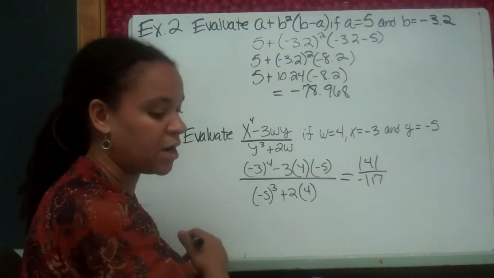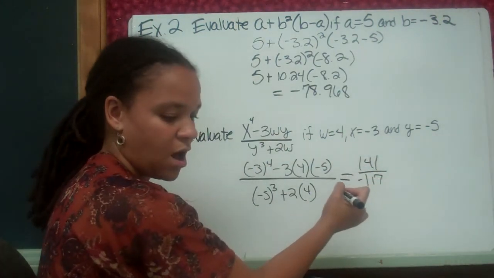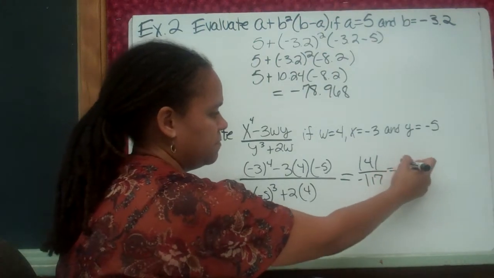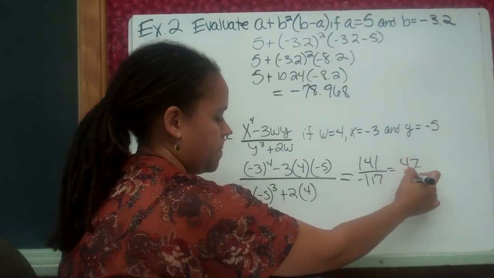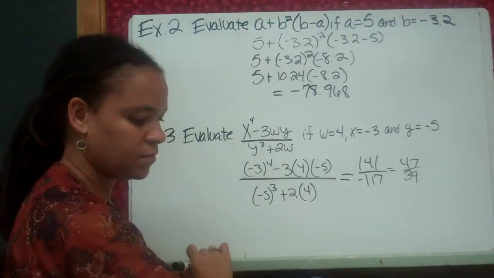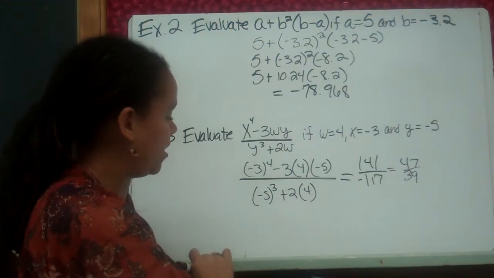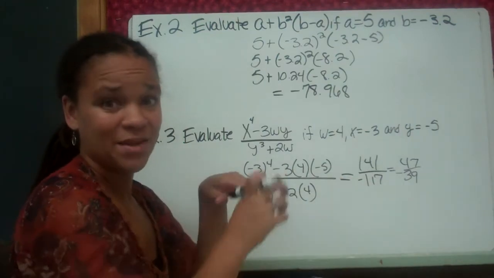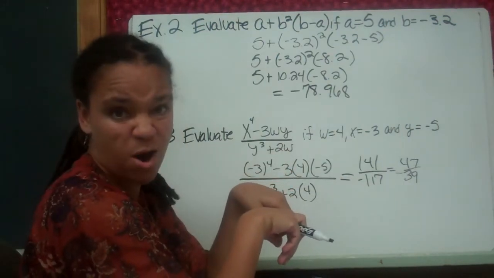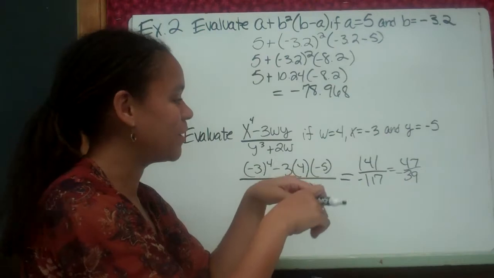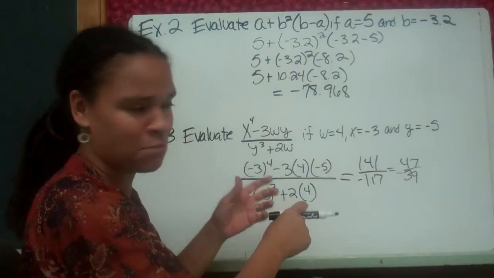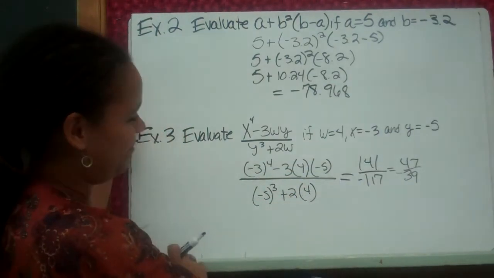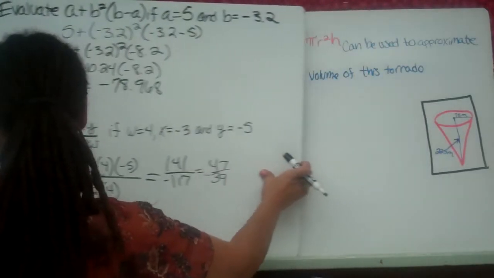If you reduced it already, you would have had negative 47 over 39, I think it was. And yeah, don't forget my negative. Hopefully that's what you got. So if you got something different, let me know tomorrow. Maybe I'm wrong. Maybe we can correct it together. Or maybe you're wrong. Who knows? All right, let's move right along.